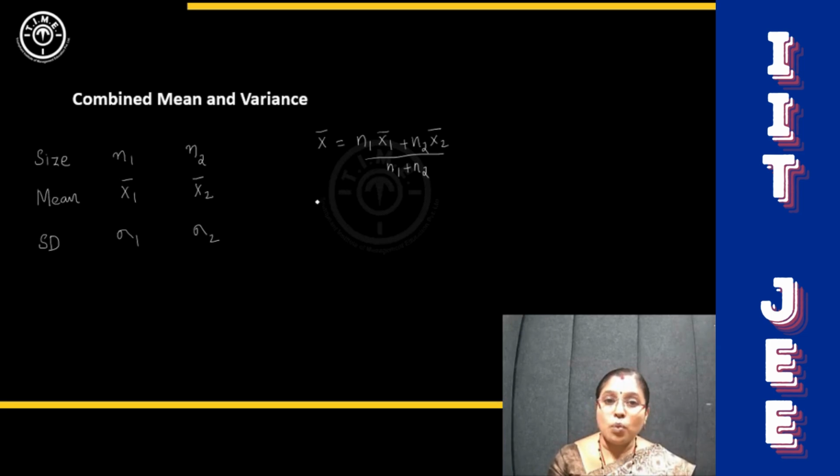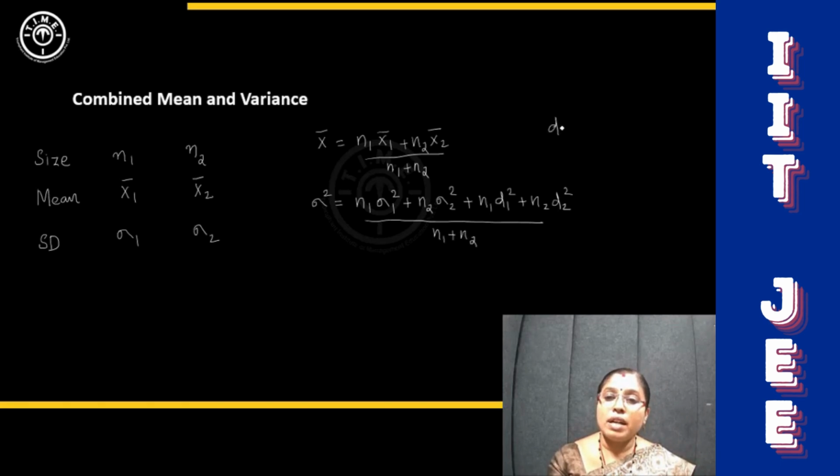Now, the combined variance is given by sigma square is equal to n1 sigma 1 square plus n2 sigma 2 square plus n1 d1 square plus n2 d2 square whole divided by n1 plus n2. Now remember, d1 is nothing but x bar minus x1 bar. You can even write x1 bar minus x bar, since we are taking the whole square, the order doesn't matter.